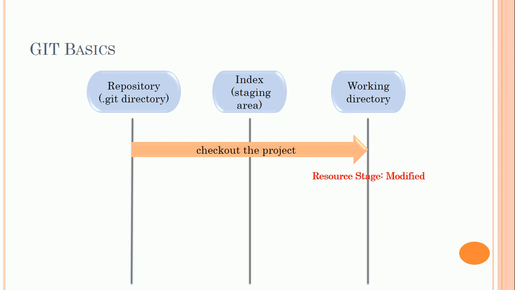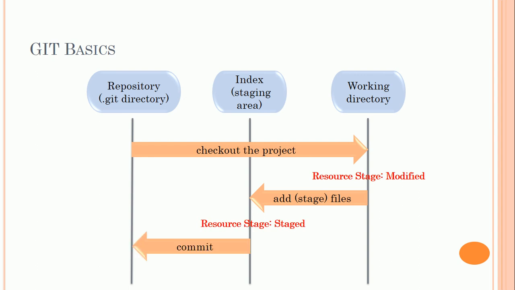Then you stage the files. That means adding the snapshot of them to your staging area. So at that time the resource stage will be staged, and the next step will be you do a commit, which takes the files as they are in the staging area and stores the snapshot permanently to the Git directory. At that time the resource stage will be committed.